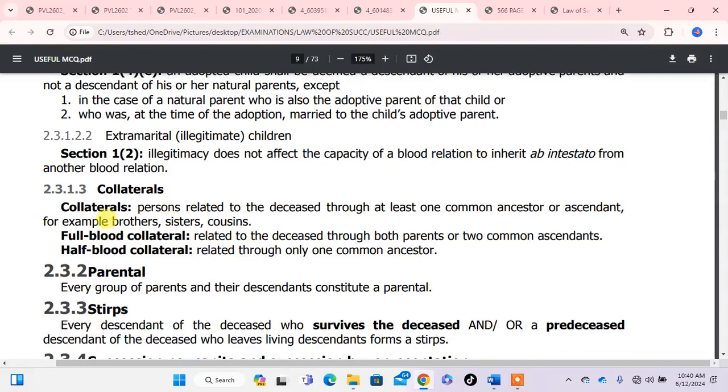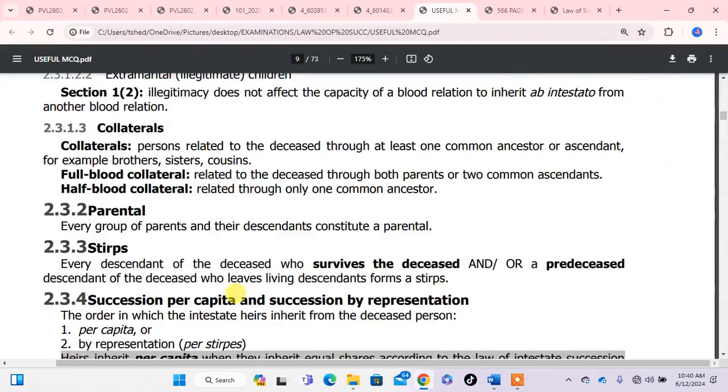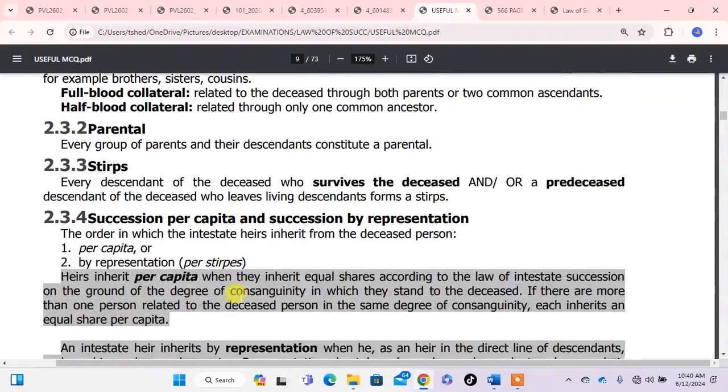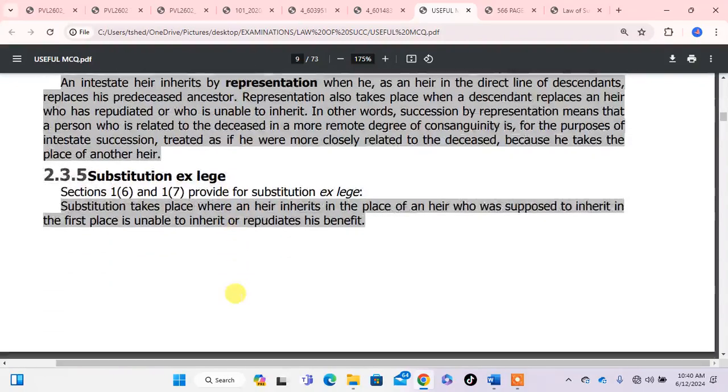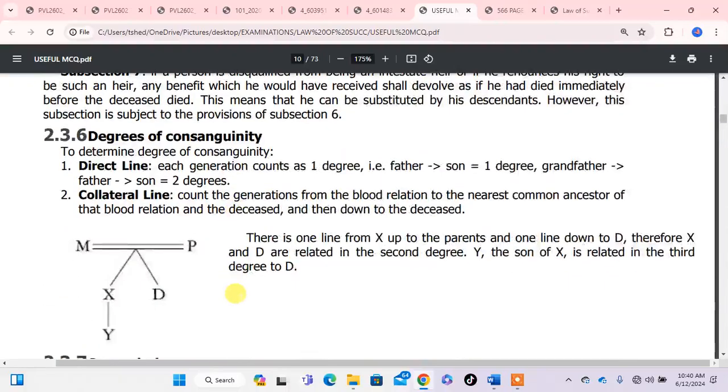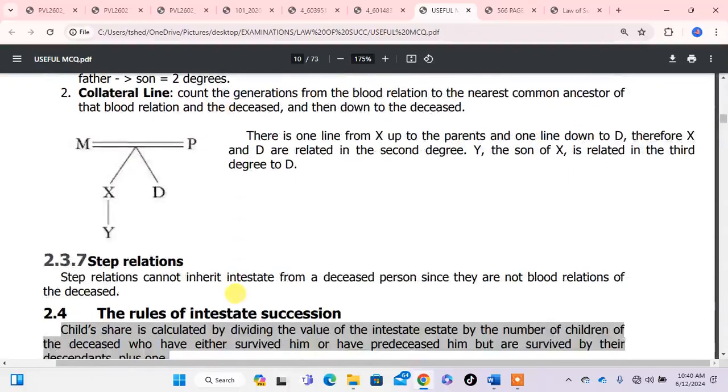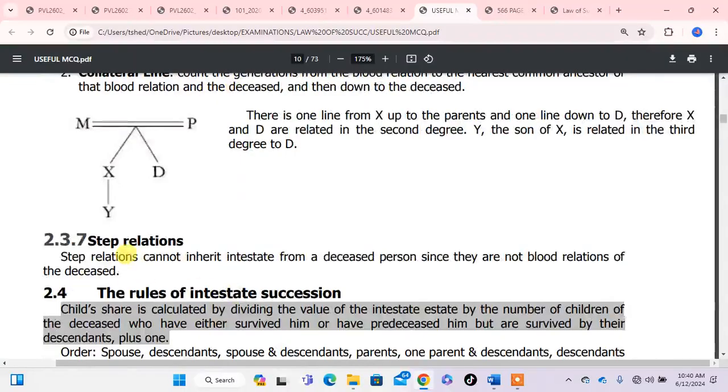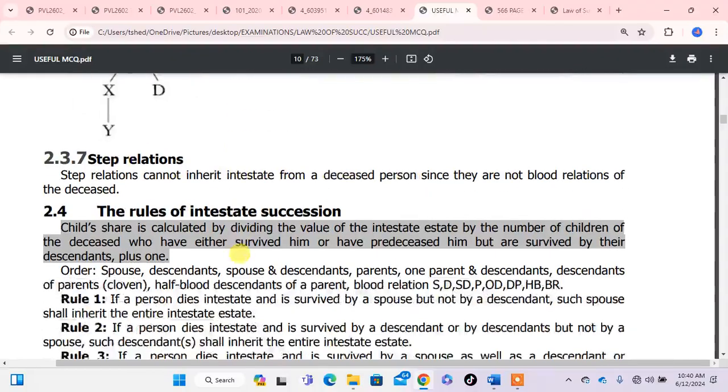We must know other things: full-blood collaterals relate through both parents, and half-blood collaterals relate through one common ancestor. We must also know about step relations. Step relations cannot inherit intestate from deceased persons since they are not blood related. Okay, let's start.